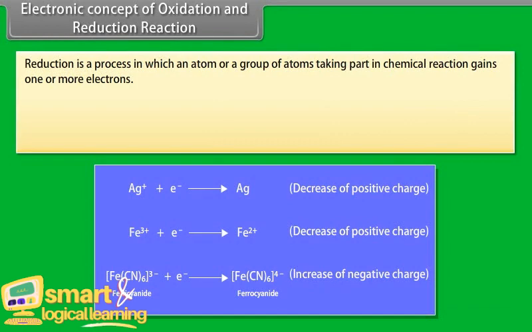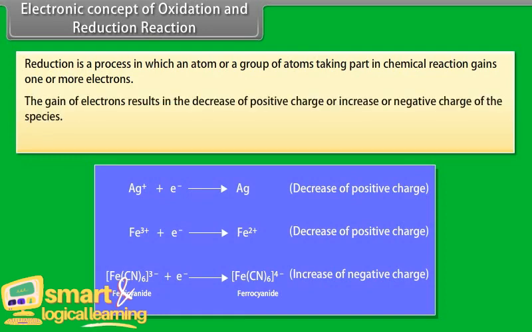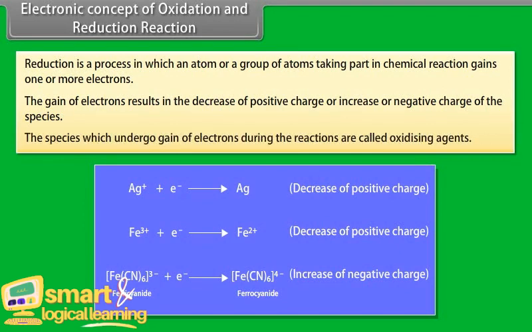Reduction is a process in which an atom or a group of atoms taking part in a chemical reaction gains one or more electrons. The gain of electrons results in the decrease of positive charge or increase of negative charge of the species. The species which undergo gain of electrons during the reactions are called oxidizing agents. Ag+, Fe3+ and Fe(CN)6 3 negative are oxidizing agents in these examples.